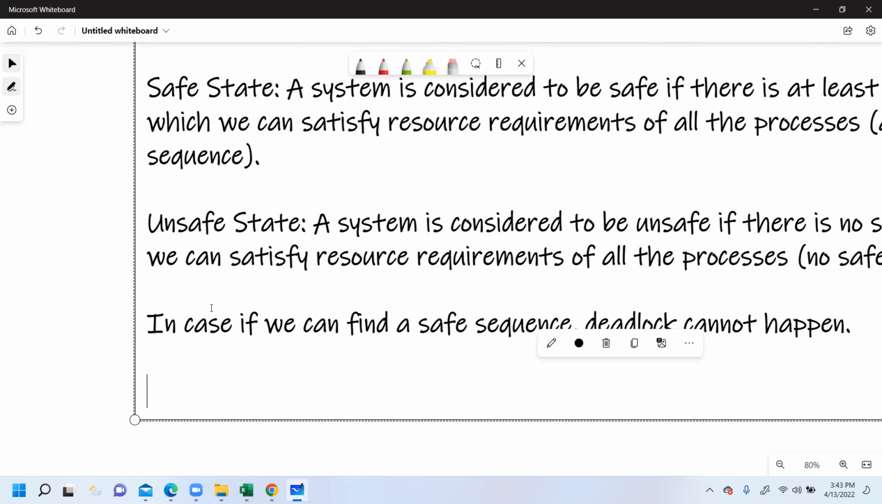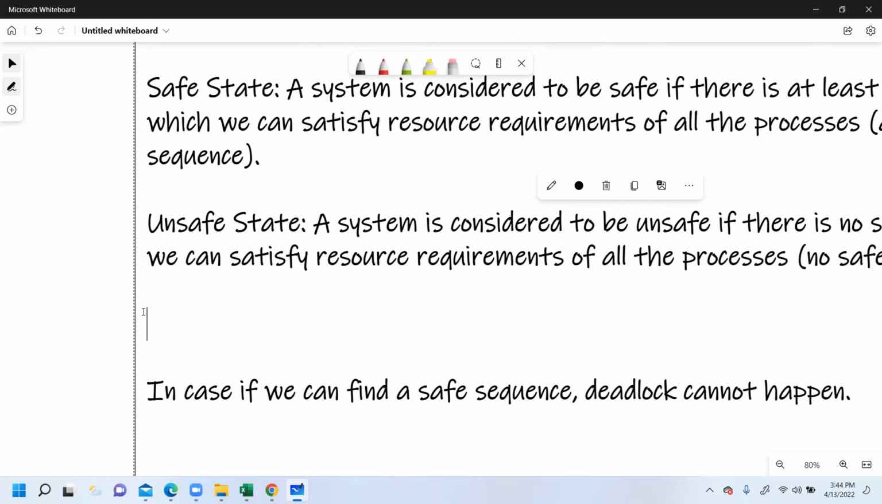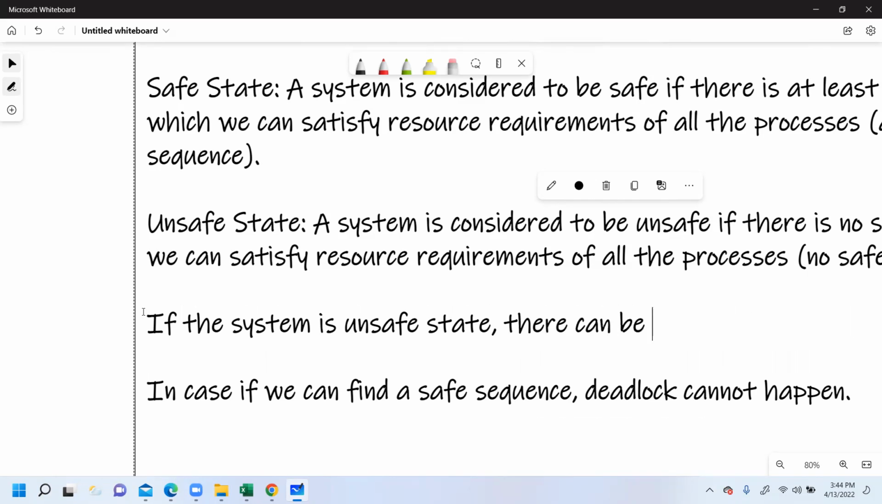And if the system is unsafe, this actually goes to the previous point. If the system is unsafe, I'm not saying that deadlock will happen. That's what I was telling. If the system is in an unsafe state, there can be a possibility of deadlock.